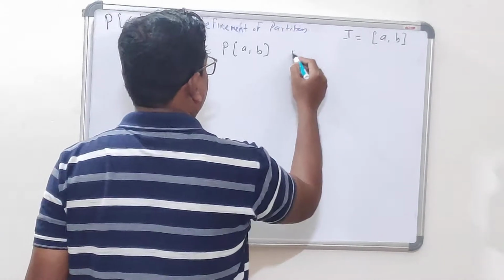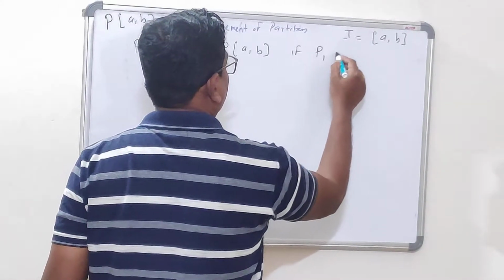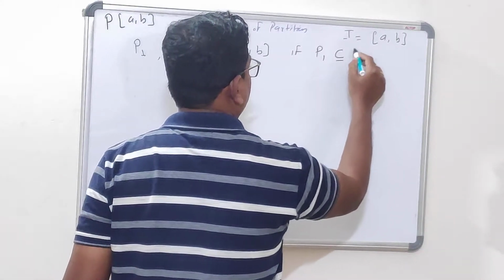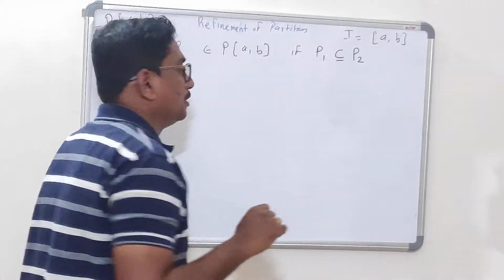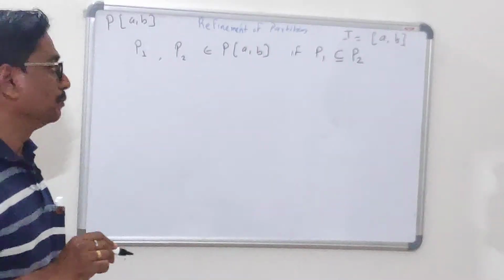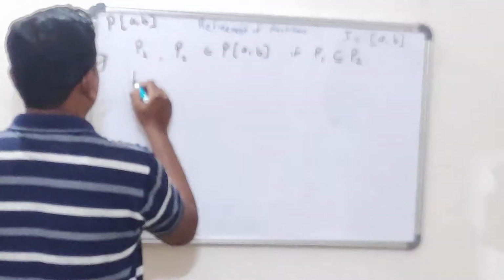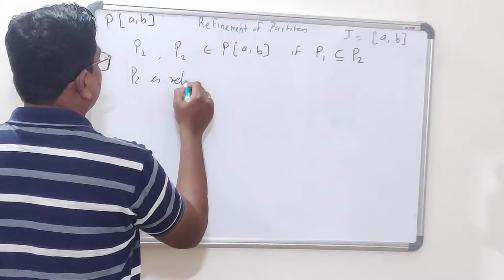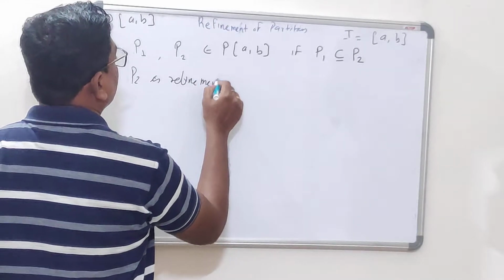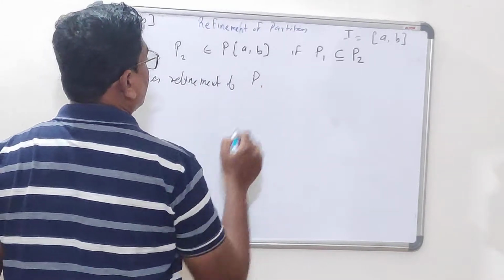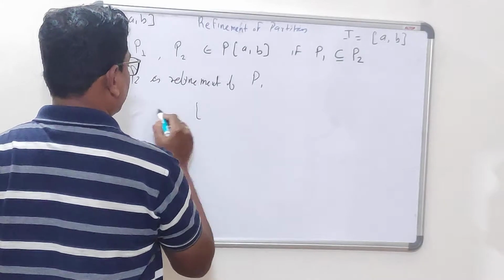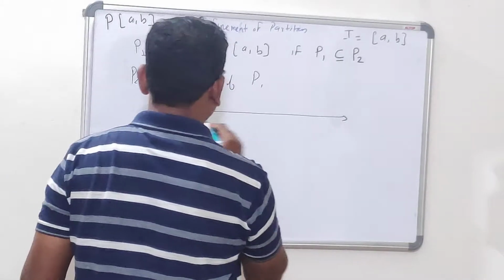Then if P1 is a subset of P2, then P2 is called a refinement over P1. This P2 is the refinement of P1. For example, suppose I take the interval on the real line as 0 to 1.